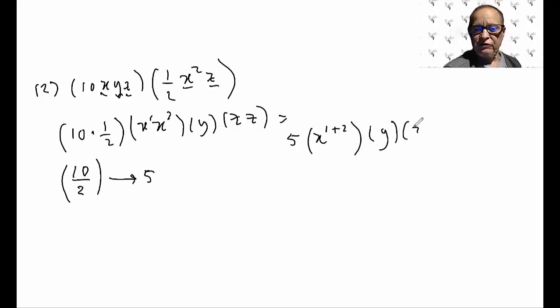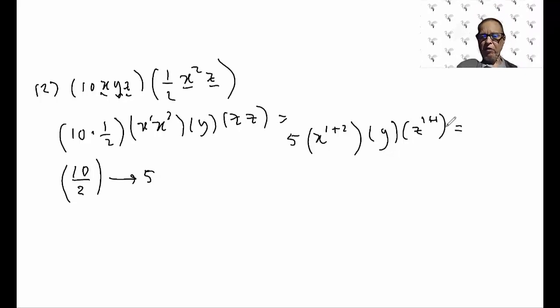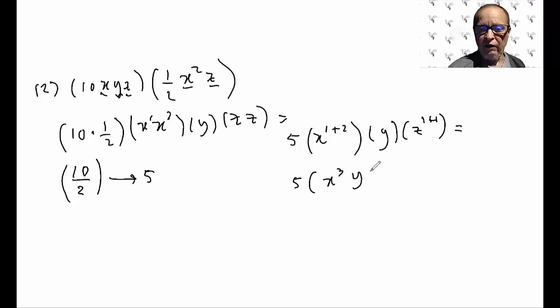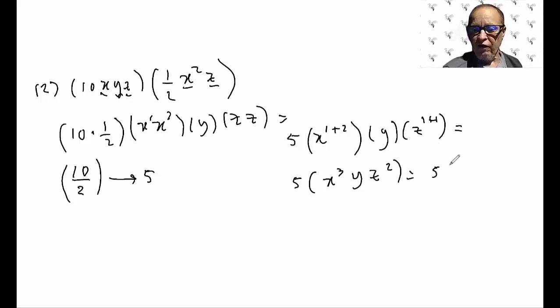And then the two z's are each to 1 power, so it's 1 plus 1, using our product rule. And now I have 5 x to the third, y, z to the 2, and I'll just write 5x cubed y z squared.